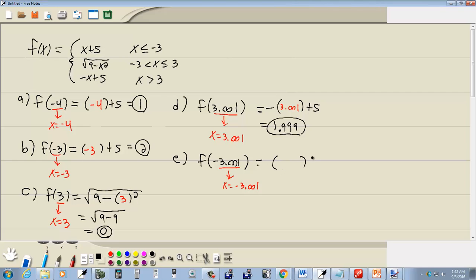So I'll put parentheses where my variable was, and I'll plug in negative 3.001. And I'm going to have to use the calculator again. Actually, wait a minute. That's kind of bizarre. Let me think about that. Yeah, I guess that would be. Okay, so negative 3.001 plus 5 gives us that same answer. This is the way the signs worked out.